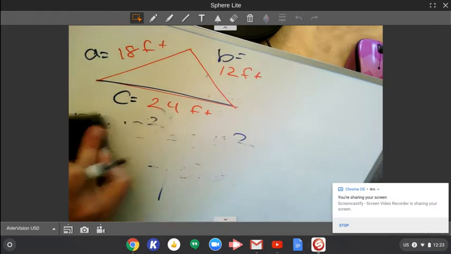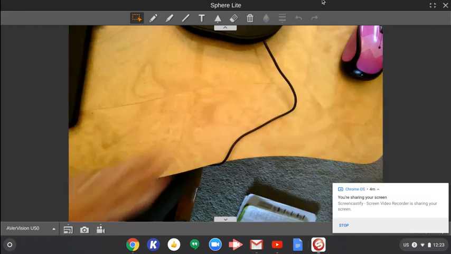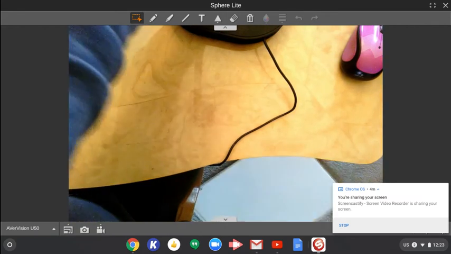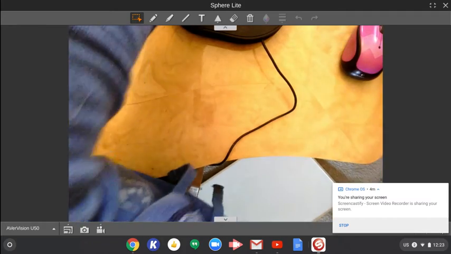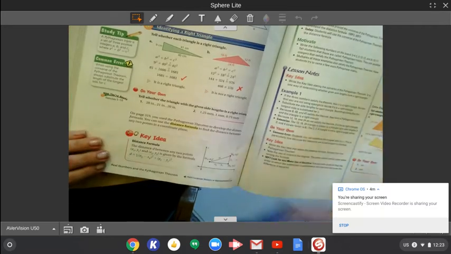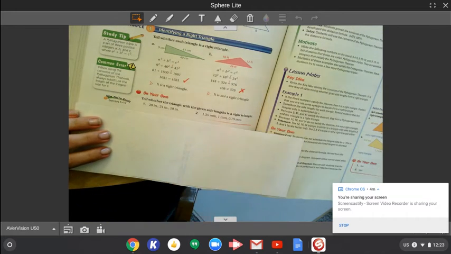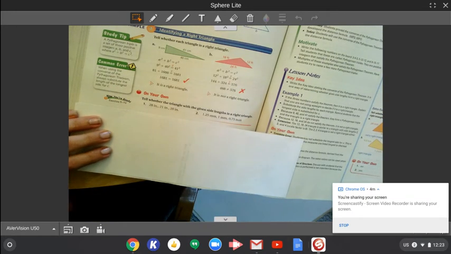Okay, let's try another example where you're given A, B, and C. So on your textbook, page 320, now you're going to see there's some examples here you can go through as you do your IXL. Distance formula, we're not going to do this week, so you can skip that. Okay, so I'm going to do these two examples here.